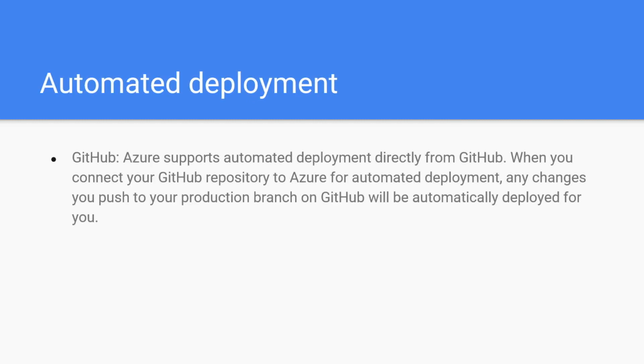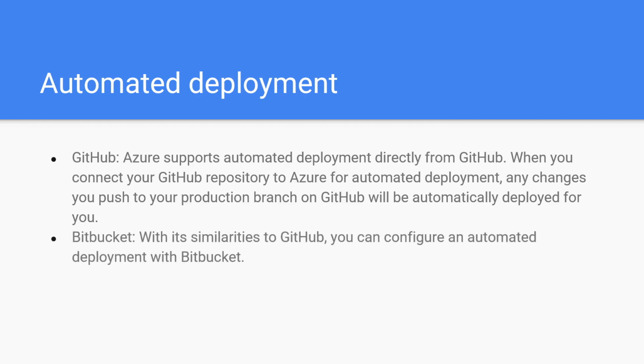GitHub. Azure supports automated deployment directly from GitHub. When you connect your GitHub repository to Azure for automated deployment, any changes you push to your production branch on GitHub will be automatically deployed for you. We have Bitbucket. Bitbucket, with its similarities to GitHub, you can configure an automated deployment with Bitbucket.